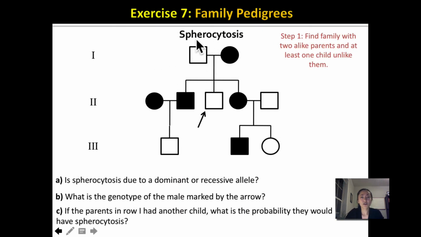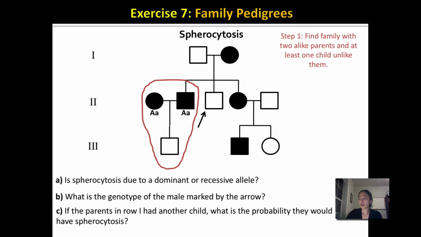Here, we're looking at the inheritance of spherocytosis. Again, look for the parents that are similar and have at least one offspring that's different than them here. Is spherocytosis due to a dominant or recessive allele? Well, what do we know about those parents? How could they create a child that's different than them? They have to be heterozygous.